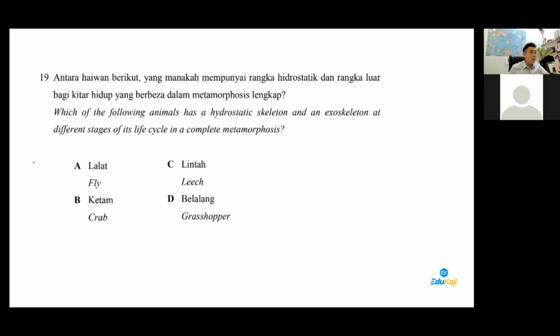Okay, next. Which of the following have a hydrostatic skeleton and exoskeleton? Guys, draw one star. This one you should have already learned. This one should be fly. The rest is out. Okay, 19, you should get the answer A.